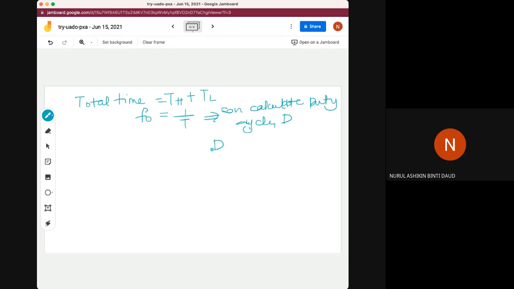So how to calculate the duty cycle? D is equal to TH over TH plus TL times 100%. So this is another formula, which is the duty cycle for the oscillation. All right. Up until here is okay? Is it okay up until here?